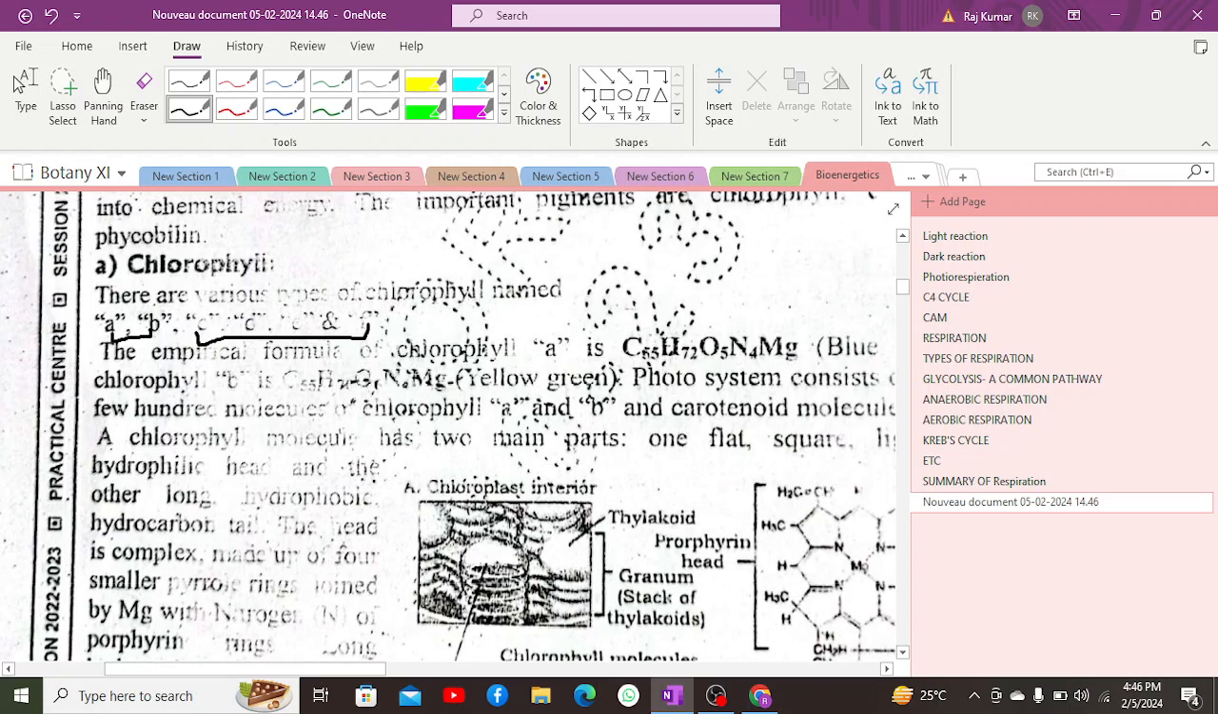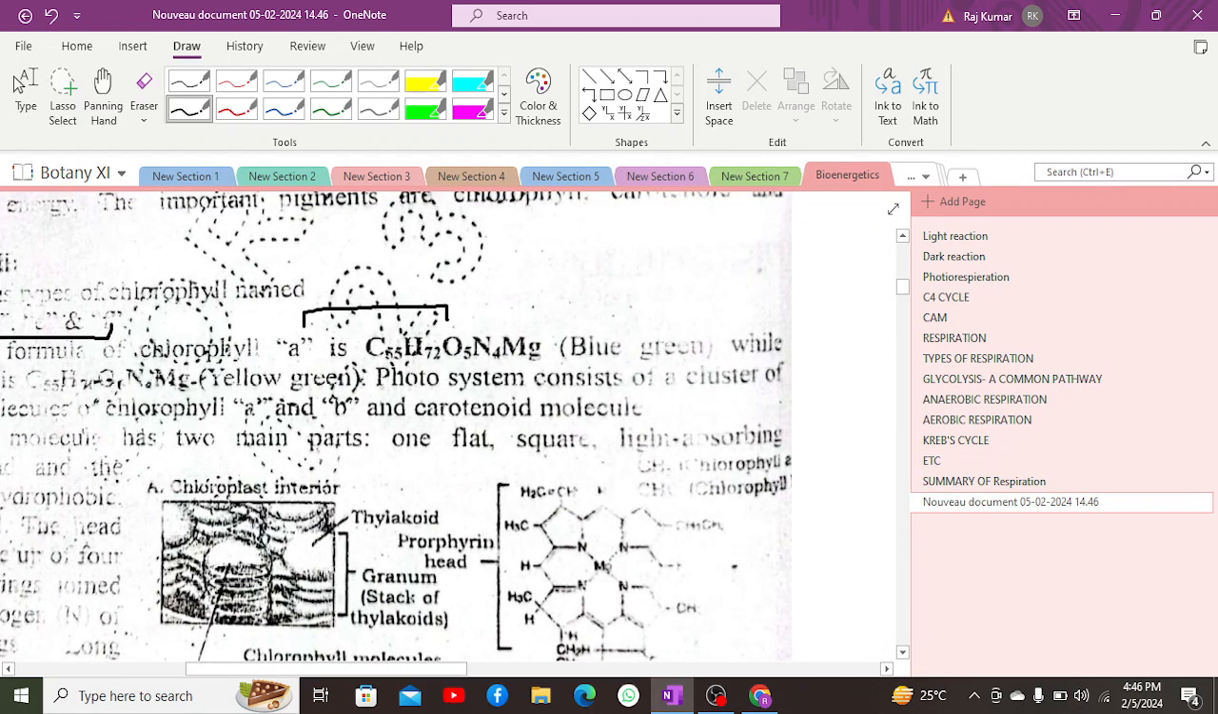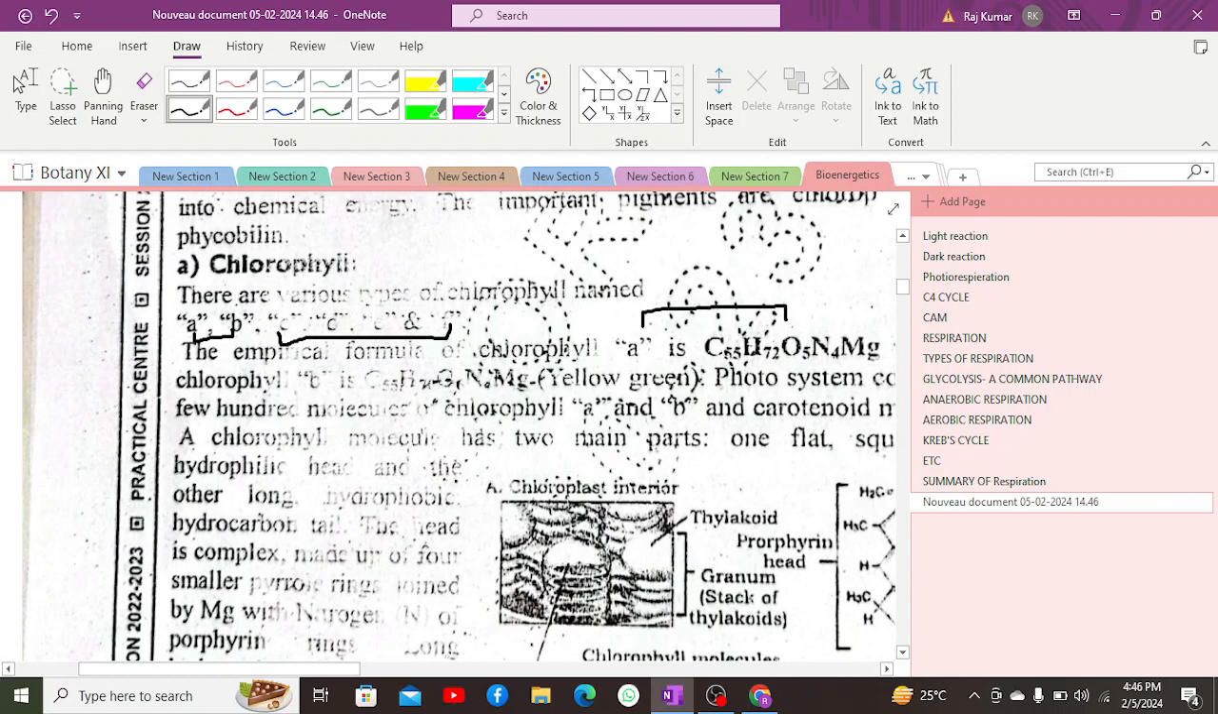When it comes to the formula, chlorophyll A is C55H72O5N4Mg, and as previously discussed in our videos, it is bluish green and has a methyl group. The chlorophyll B formula is C55H70O6N4Mg, such that instead of a methyl group there is an aldehyde group, due to which it appears yellow green.